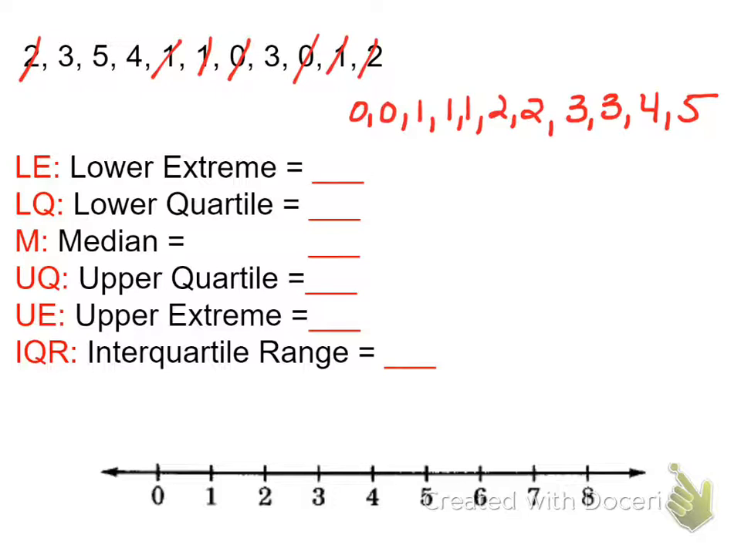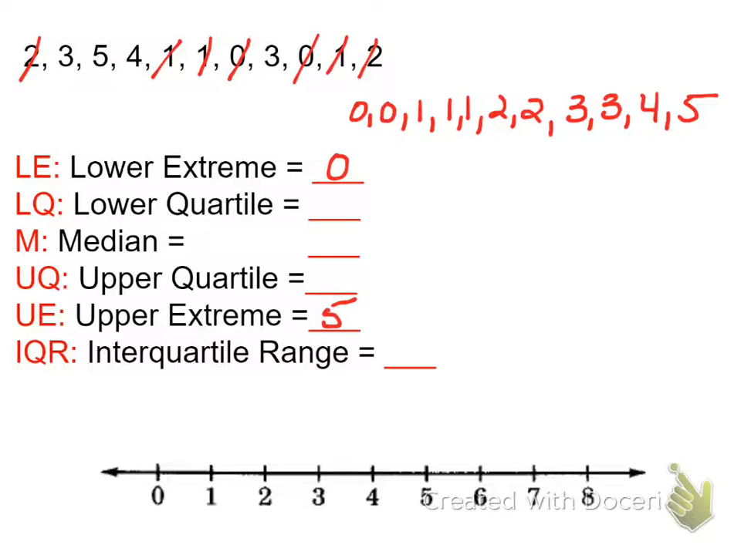All right, did you count them and make sure you had 11 numbers? Yes. Good. All right, so let's start. Lower extreme is? 0. Upper extreme is? 5. Let's find the median. Raise your hand when you found the median, the one in the middle. Okay, everybody should be looking for that. All right, Danny, what'd you find? 2. 2 is the number in the middle.